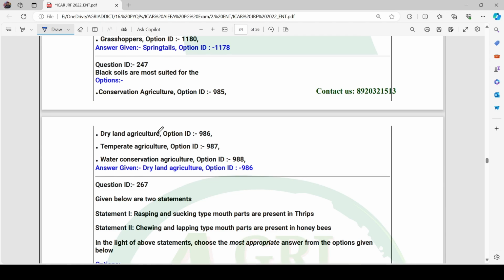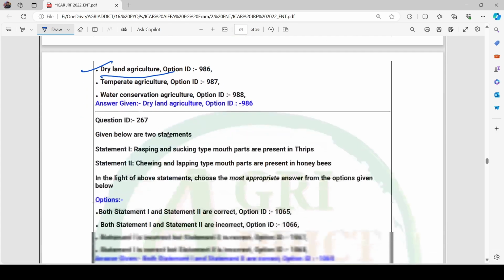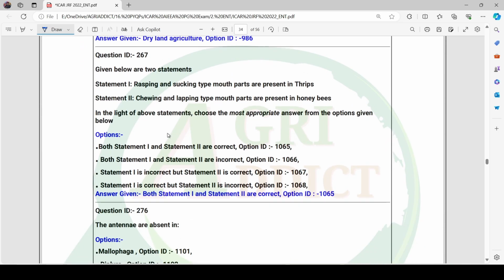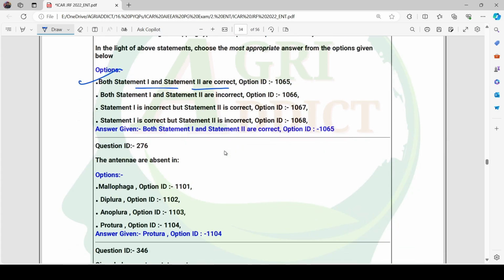Then black soil, another general agriculture question. Black soils are most suitable for dryland agriculture. Okay, so for dryland agriculture, black soils are mostly suitable. Then statement type question. Statement 1 is, rasping and sucking type of mouthparts are present in thrips. Yes, very basic question from the mouthparts chapter. And chewing and lapping type of mouthparts is present in honeybee. Yes, it is also correct. So both statement 1 and statement 2 are correct. Very simple and easy question for you entomology guys.